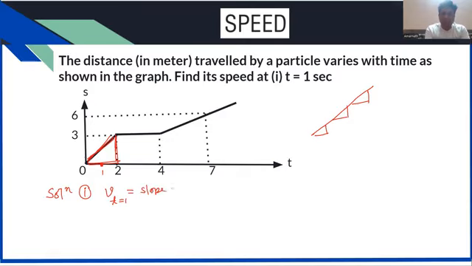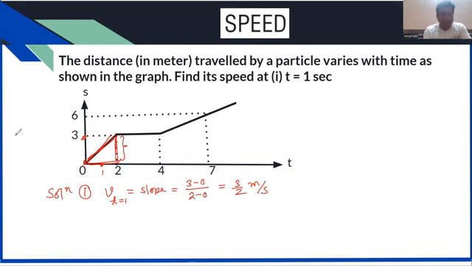That slope is nothing but perpendicular over base. Perpendicular is 3 minus 0, because this point is 3 and this point is 0, so final minus initial. And time is 2 minus 0. So it means 3 by 2 meter per second. Do you have any doubt?